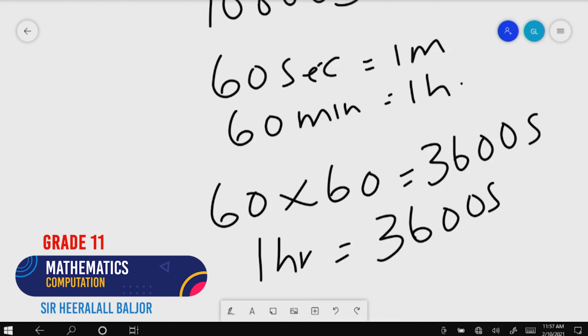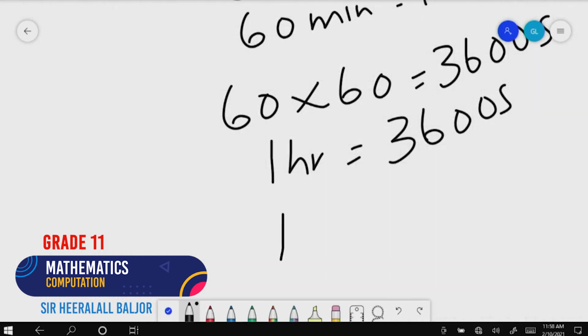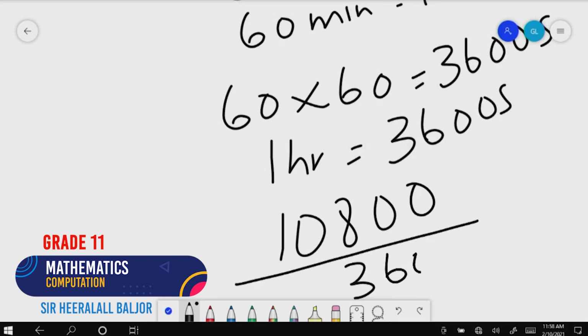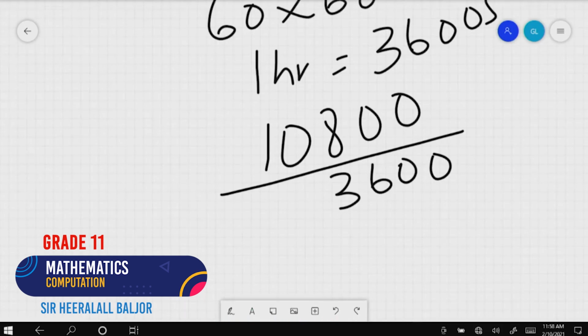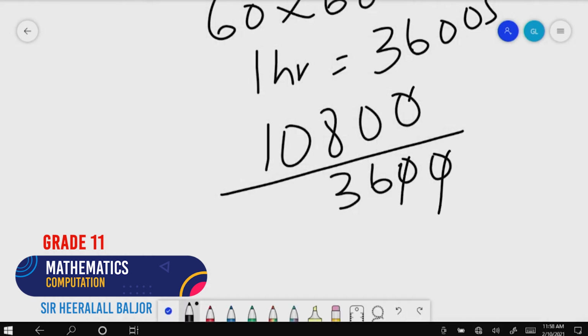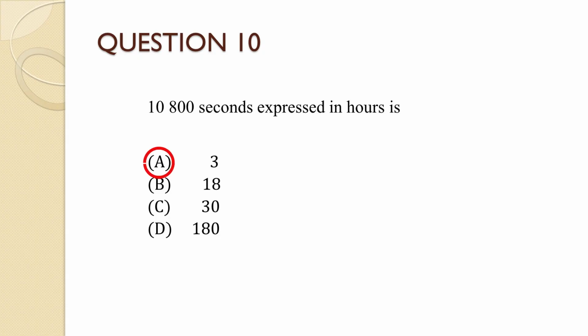So if you were to represent 10,800 seconds in hours, we divide this by 3,600. In computation here, we would have had 3 hours. So 10,800 seconds would have been 3 hours, which is A, our solution.